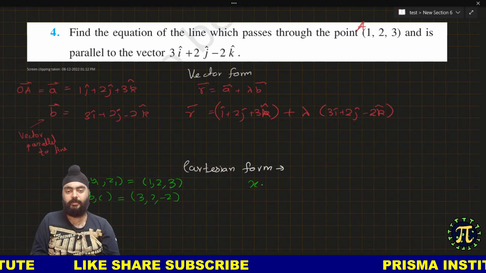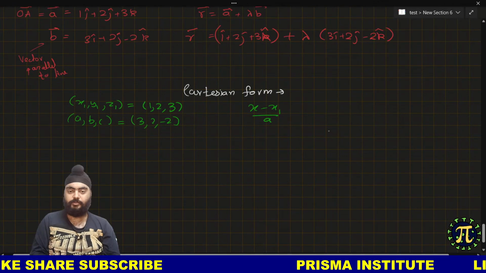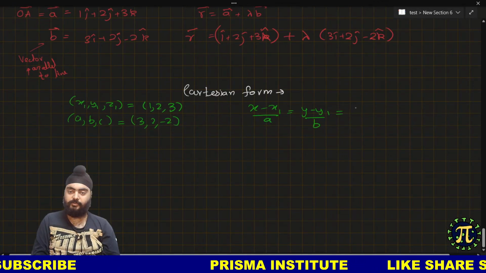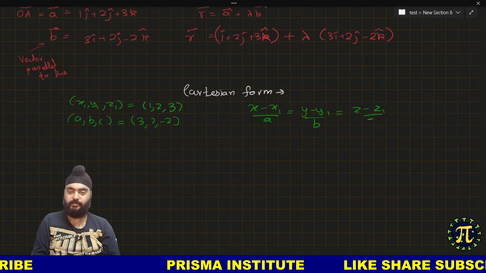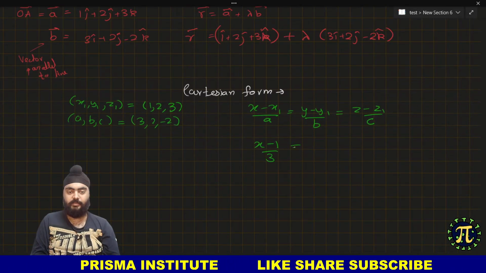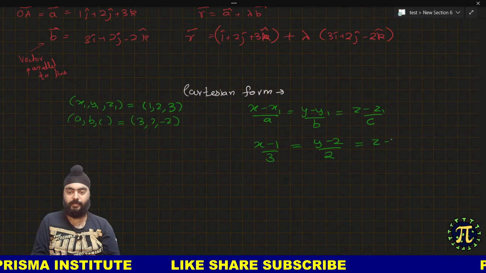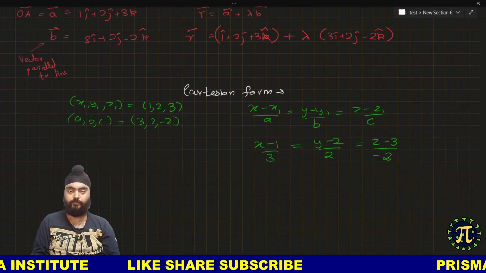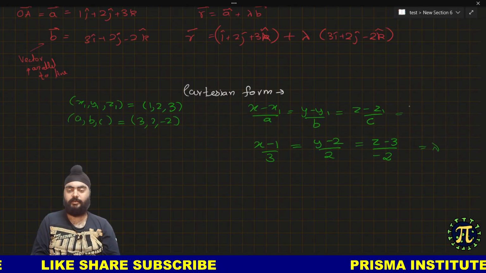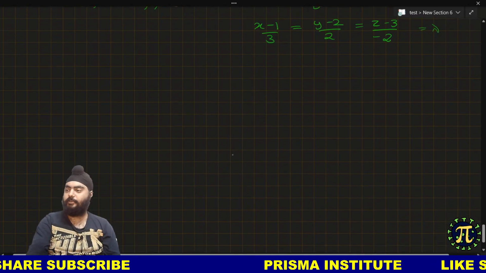And Cartesian form क्या बोलता है? x minus x1 by a should be equal to y minus y1 by b should be equal to z minus z1 by c. So you can find x minus 1 by 3 is equal to y minus 2 by 2 is equal to z minus 3 by minus 2 is equal to lambda, some variable lambda, right? So Cartesian form. So let's move to next question.